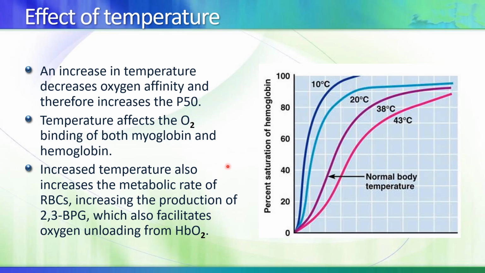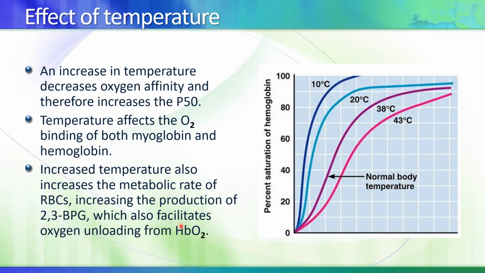And if someone is sick as well, tissues must have a high metabolic rate in order to fight the disease. So increased temperature can also have an effect on the metabolic rate of red blood cells. That would increase the production of 2,3-bisphosphoglycerate, and that would facilitate oxygen unloading, or release, from the hemoglobin molecule.